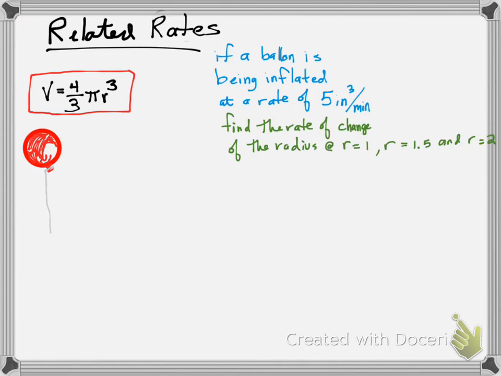So what's happening is we're going to have this balloon, and we're going to be inflating it at a rate of 5 cubic inches per minute, which basically tells us that the derivative of the volume with respect to time is equal to 5. So dV/dt is equal to 5.